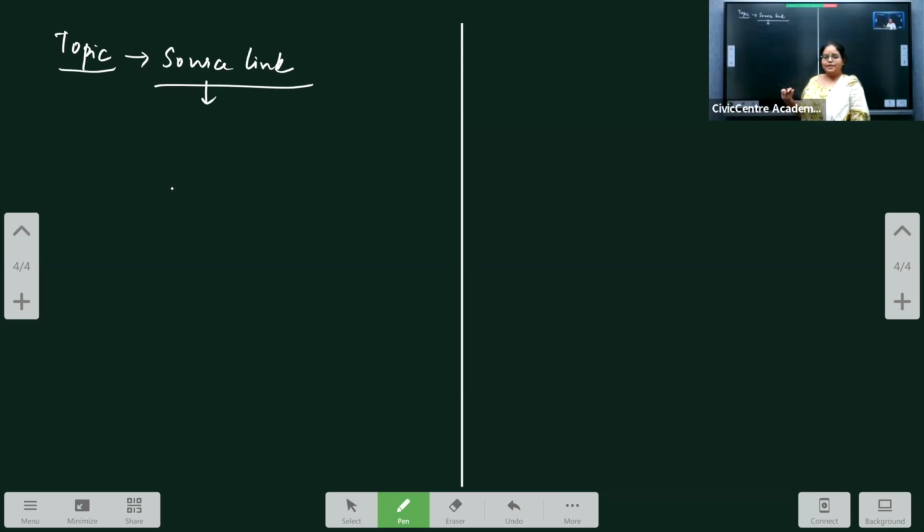But still you say the source links are not provided, so we will not be able to develop, or the quality of the question has come down, or we are taking more time to search for the source links. You have to try and data mine. So firstly, let us talk about how to search for source links.